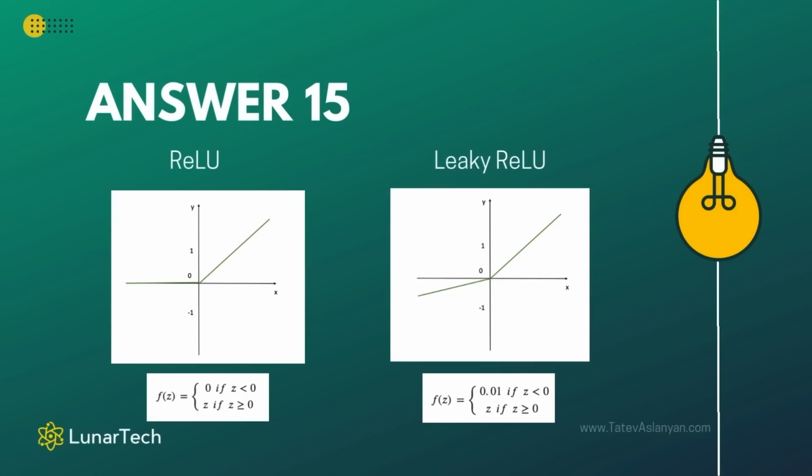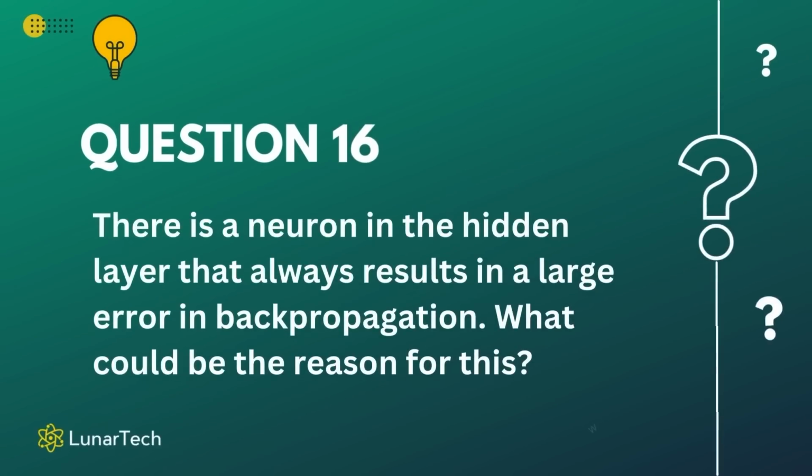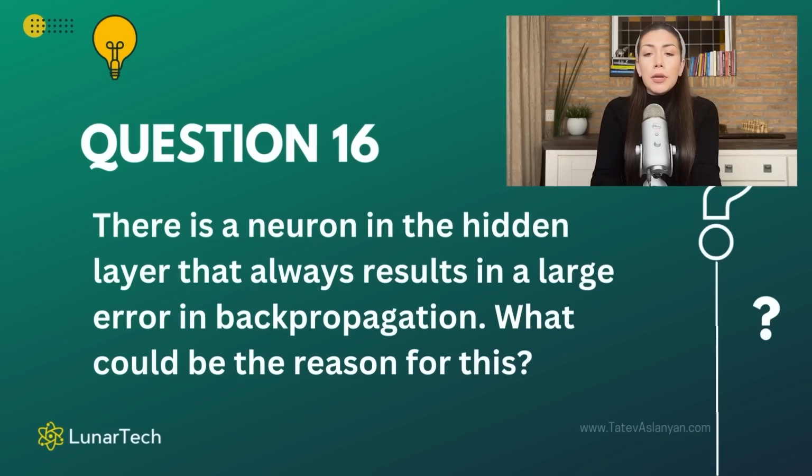The next question is, there is a neuron in the hidden layer that always results in a large error in backpropagation. What could be the reason for that? So there can be many reasons that can result in this specific neuron or some of the neurons to consistently result in large error as part of the backpropagation in a neural network. So the first reason could be poor initialization of the weights.